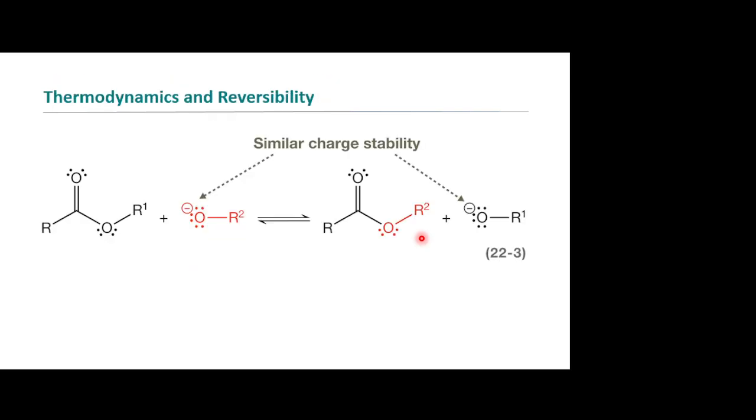So let's talk a bit about thermodynamics and reversibility here. These are going to have a similar charge stability because they're both alkoxides, right? So the difference between them is going to be very, very small. Whenever you're looking at this reaction thermodynamically, you're going to have almost no movement because what you make is almost the exact same as what you're actually putting out in the end, right? So your product and reactants, extremely similar, right? Okay. This is a reversible reaction.